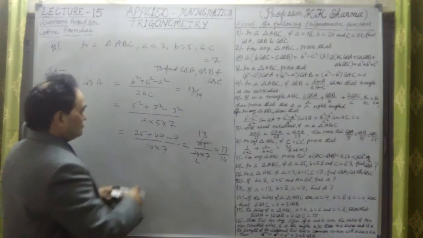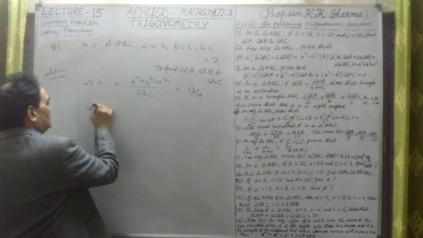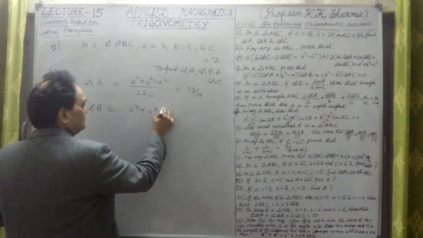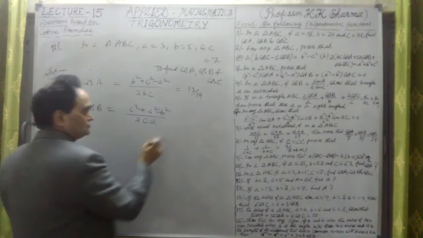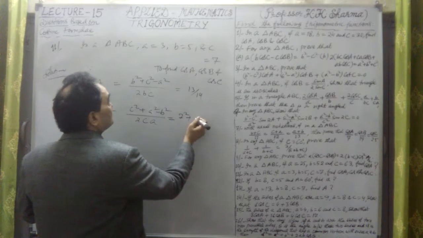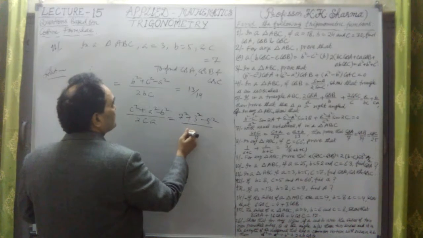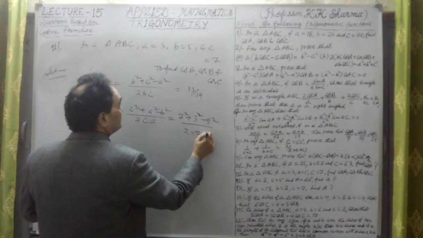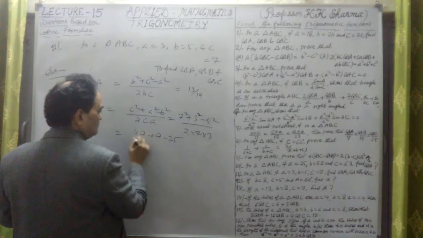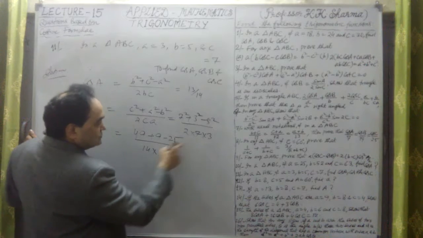Okay, let us solve it now for cos B. Now cos B is equal to C square plus A square minus B square divided by twice CA. Substitute the values: C square is 7 square plus A square is 3 square minus 5 square, divided by 2 into C, A. C is 7, A is 3. It is 49 plus 9 minus 25 divided by 14 into 3.